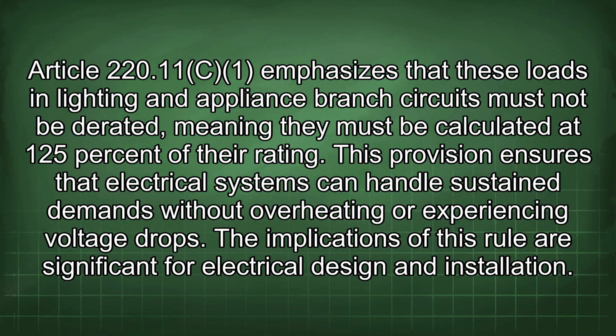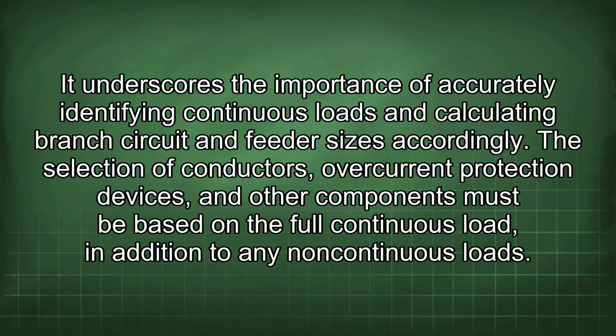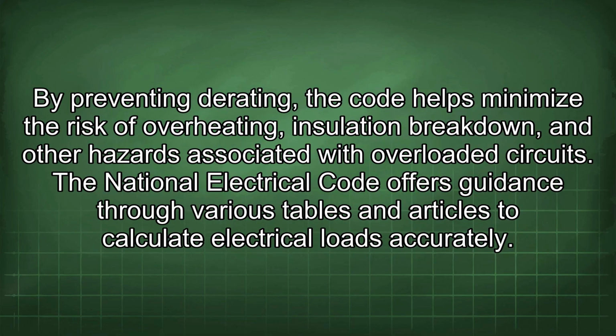The implications of this rule are significant for electrical design and installation. It underscores the importance of accurately identifying continuous loads and calculating branch circuit and feeder sizes accordingly. The selection of conductors, overcurrent protection devices, and other components must be based on the full continuous load, in addition to any non-continuous loads. By preventing derating, the code helps minimize the risk of overheating, insulation breakdown, and other hazards associated with overloaded circuits. The National Electrical Code offers guidance through various tables and articles to calculate electrical loads accurately.